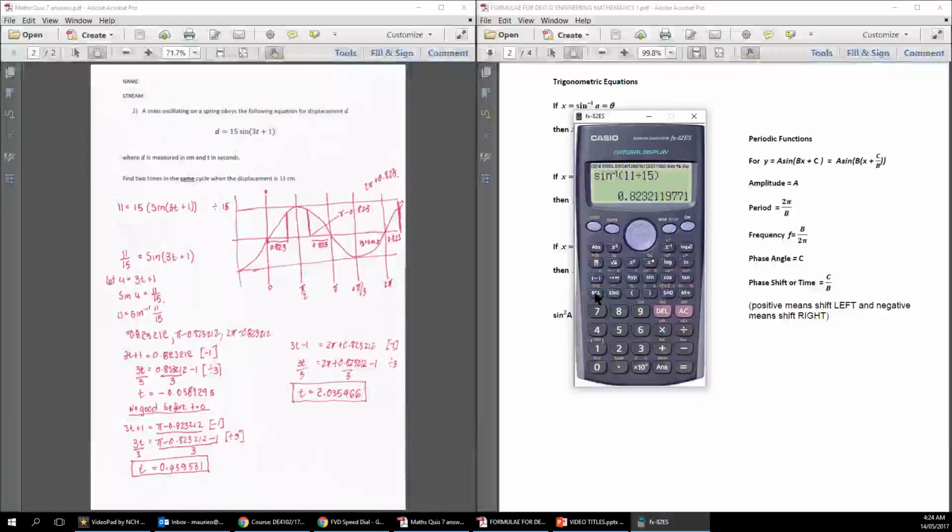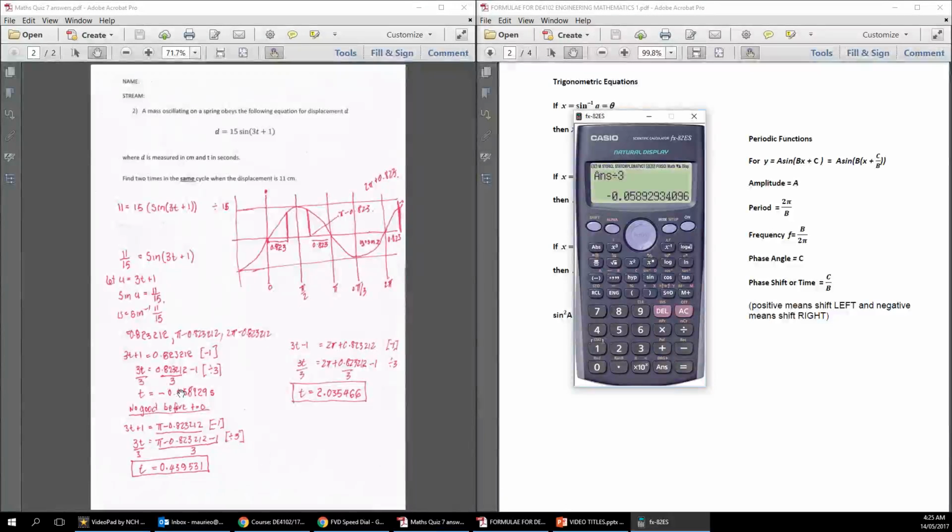0.823, let's shift stow, I'll stow that in A. Okay. 0.823 minus, so I'll just go answer, minus 1 equals minus 0.176, and then I've got to divide that by 3, equals, and that gives us a time in seconds here.